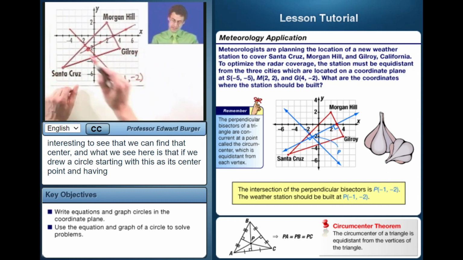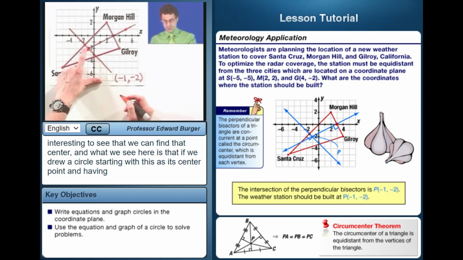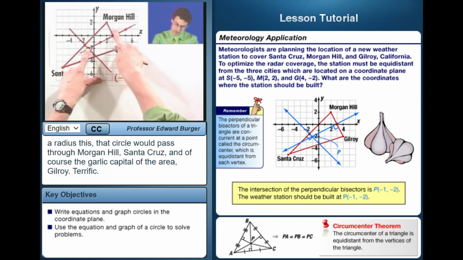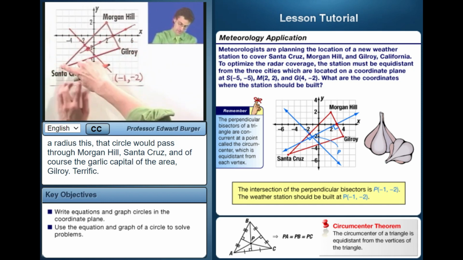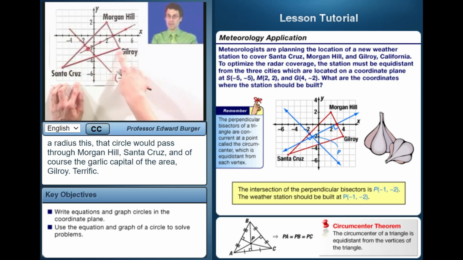So it really is interesting to see that we can find that center. In fact, what we see here is that if we drew a circle, starting with this as its center point and having this as its radius, that circle would pass through Morgan Hill, Santa Cruz, and of course, the garlic capital of the area, Gilroy. Terrific.